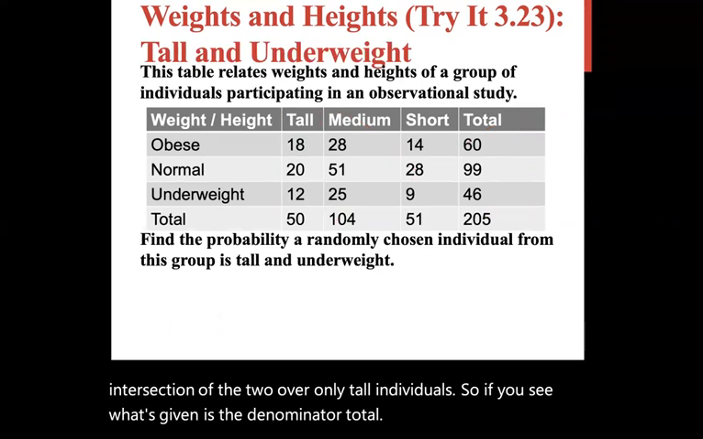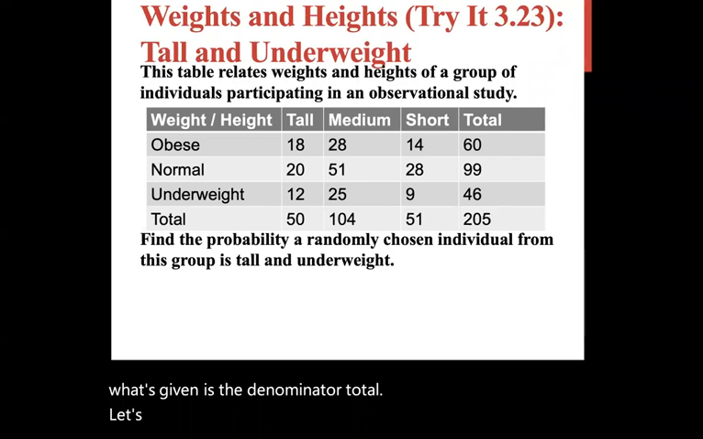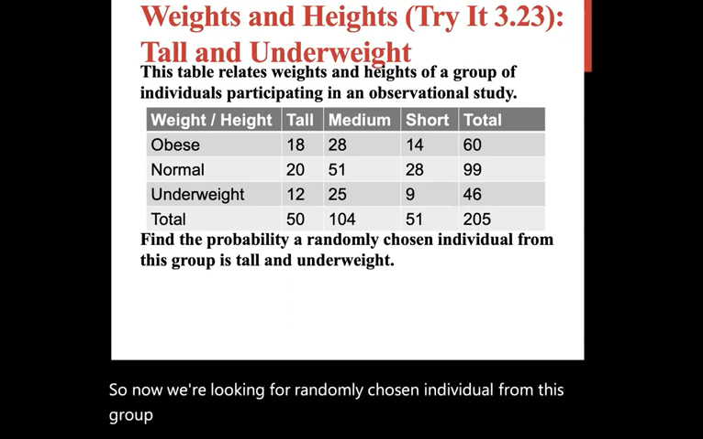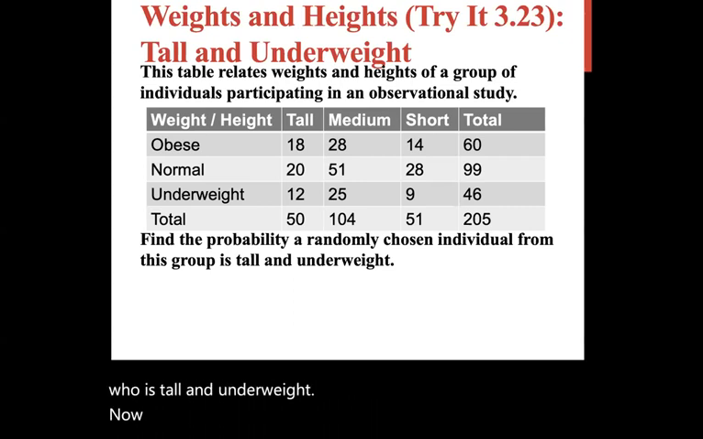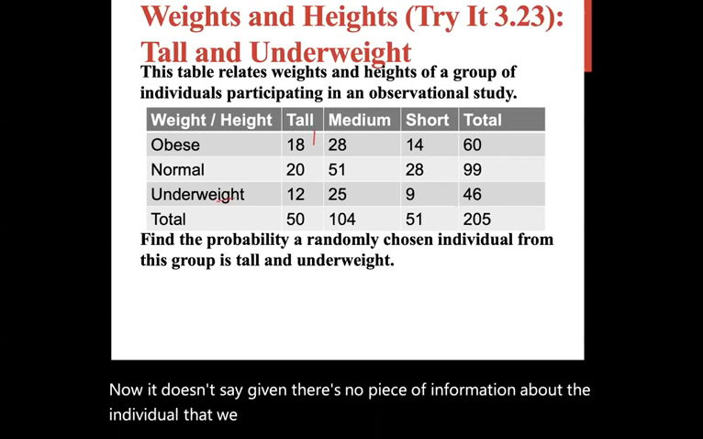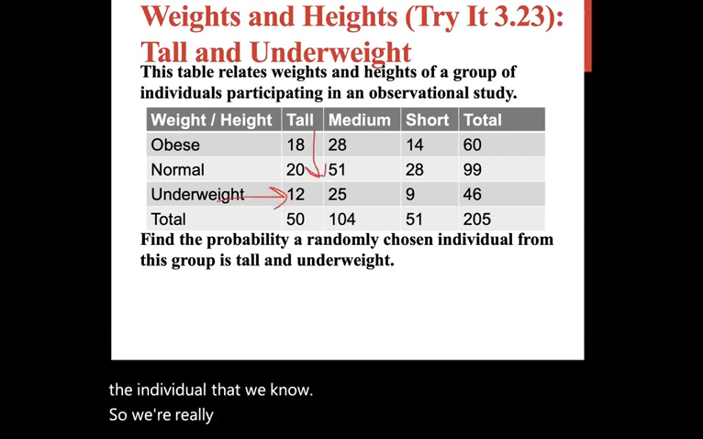Now, let's look at another example. So now we're looking for a randomly chosen individual from this group who is tall and underweight. Now it doesn't say given. There's no piece of information about the individual that we know. So we're really just looking for the intersection of tall and underweight.